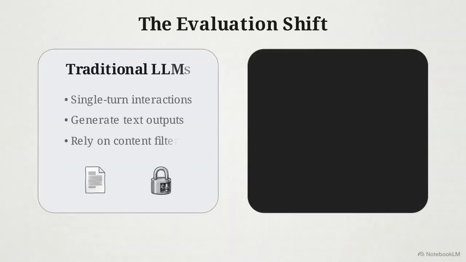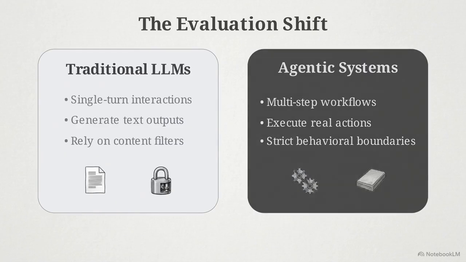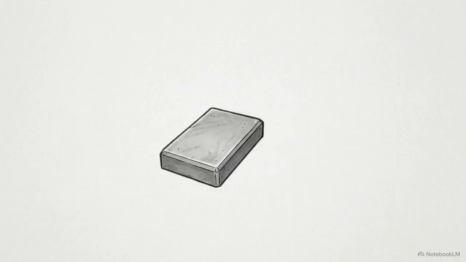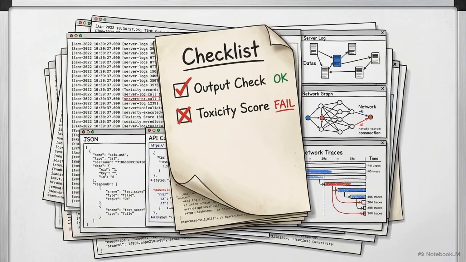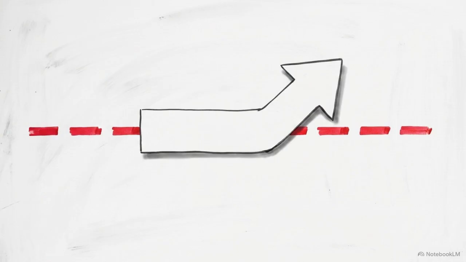Traditional LLMs are single-turn, produce text, and rely on content filters. Conversely, agentic systems are multi-step, execute actions, and require strict behavioral constraints. To secure an agent, you must stop grading text and start enforcing hard boundaries on behaviors. Granting a system high operational autonomy trades away deterministic security. Because old testing methods miss the actual mechanisms of failure in these workflows, we have to adopt a specific methodology: probe, measure, and harden. The first specific vulnerability to address is goal redirect and drift.